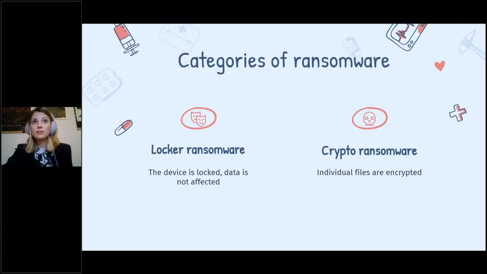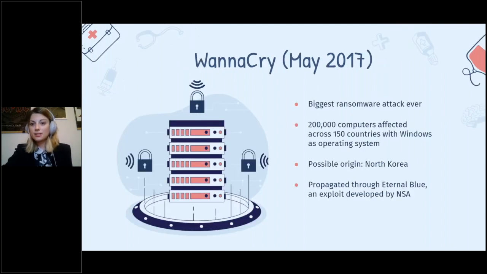And also, there are two categories of ransomware: local ransomware, where the device is locked and data is not affected, and crypto ransomware, where individual files are encrypted. Let's talk about the biggest ransomware attack ever, which was WannaCry on 12 May 2017. The attack was estimated to have affected more than 200,000 computers across 150 countries, running Windows as the operating system, with total damages ranging from hundreds of millions to billions of dollars.